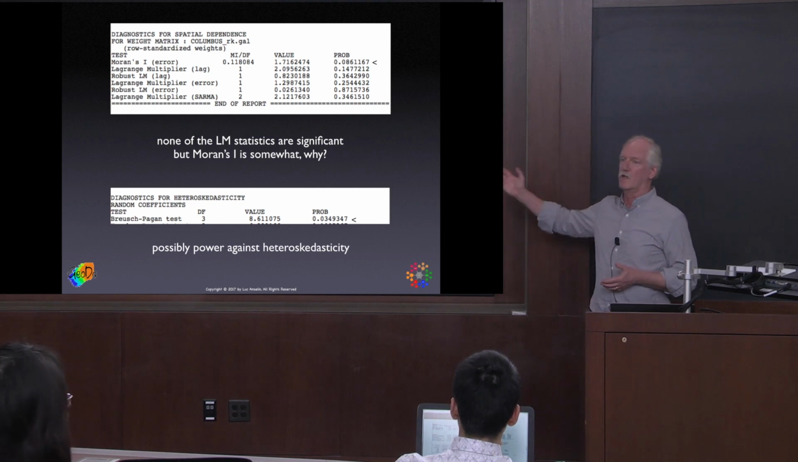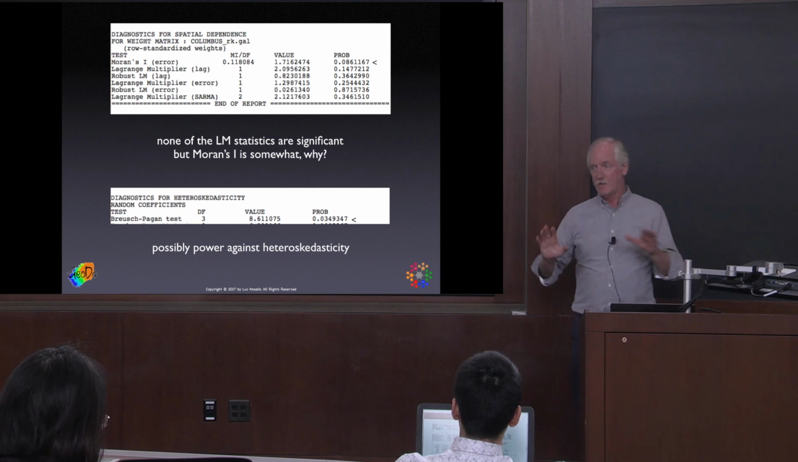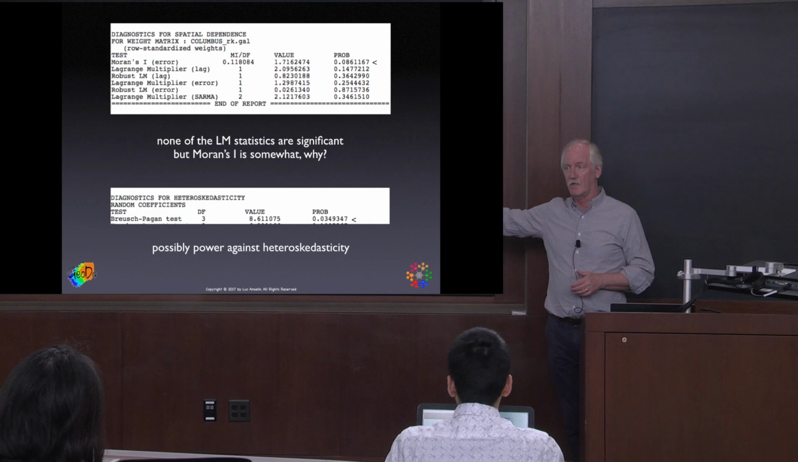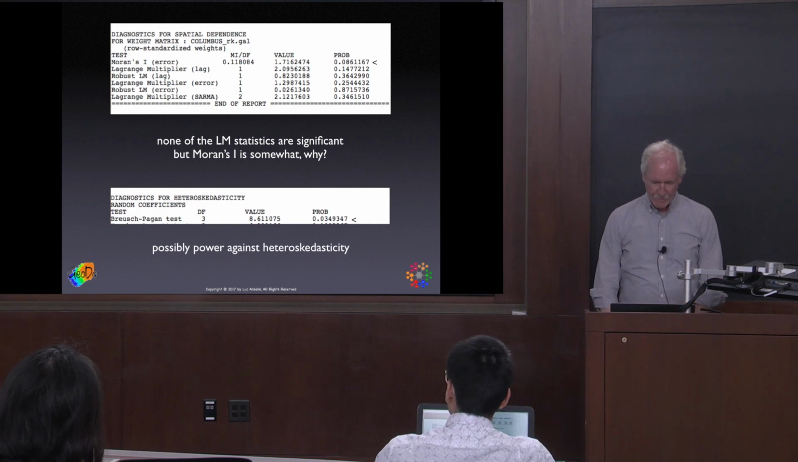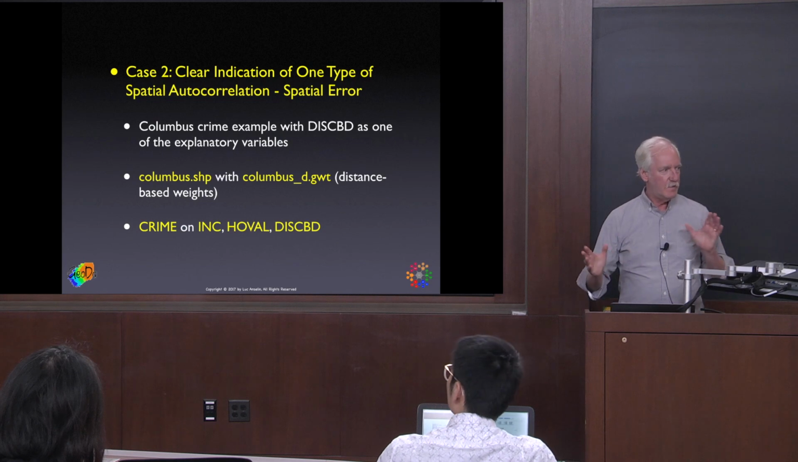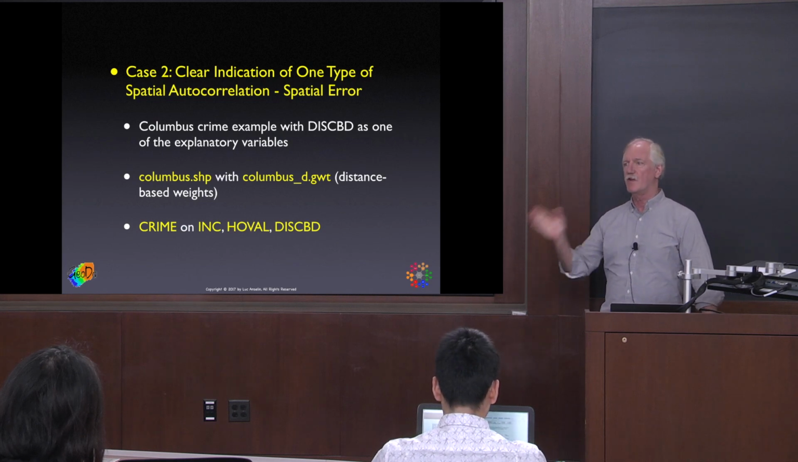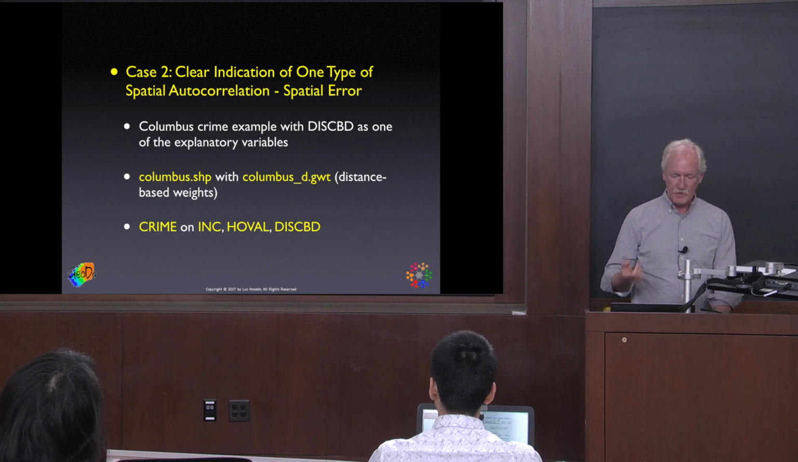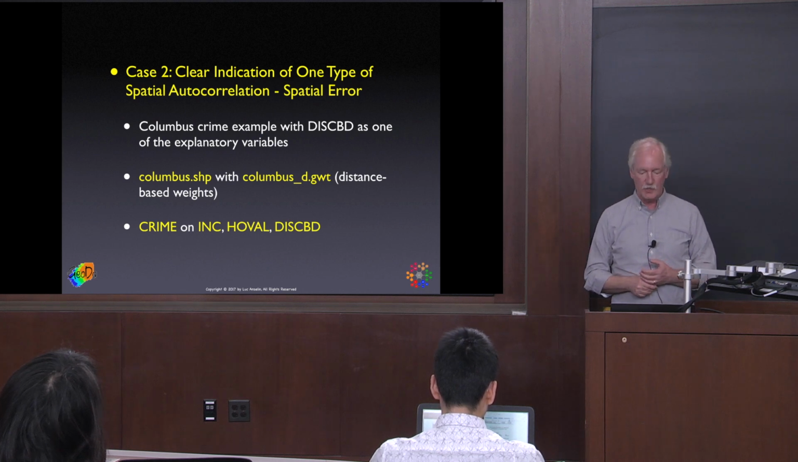Because now, what are you going to do, right? And the key, and some of you may be in this situation, think spatial heterogeneity. Okay, that's still relevant. Then I had to work a little bit on this to find one where there's clear evidence of just one type and not the other type. So in this case, we have a spatial error indication.